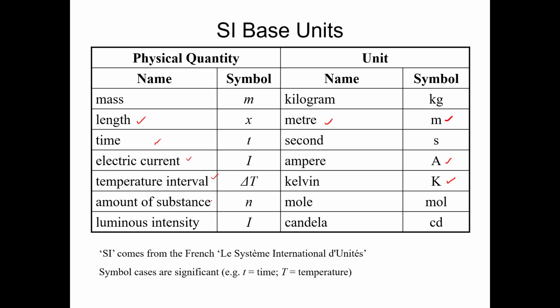And then the amount of substance, we normally use the small letter n to represent that, and its SI unit is the mole. And then luminous intensity, what we call the light intensity, the symbol is capital I, and its SI unit is the candela, cd, small letters. So those are the 7 base quantities. Now, in this lesson of dimensional analysis, we shall be paying more attention to these 3: mass, length, and time.